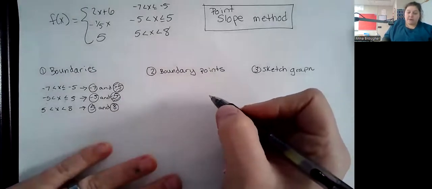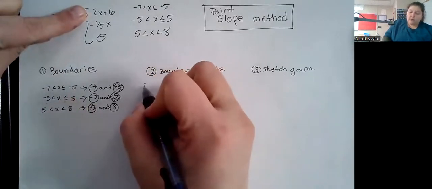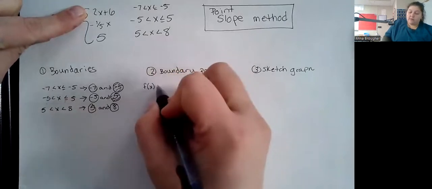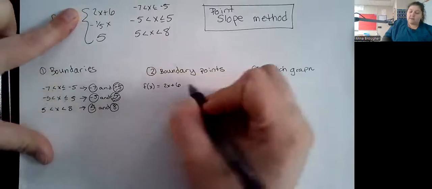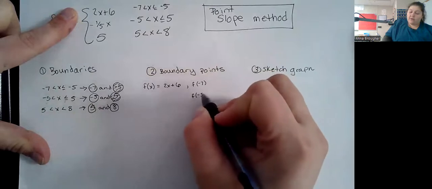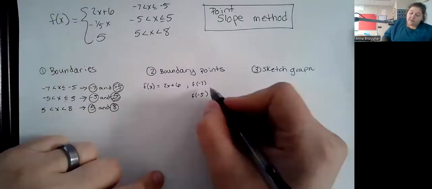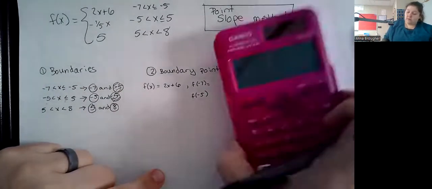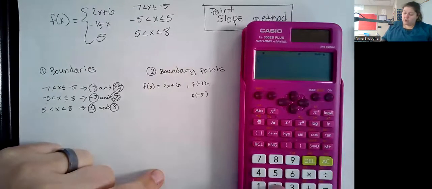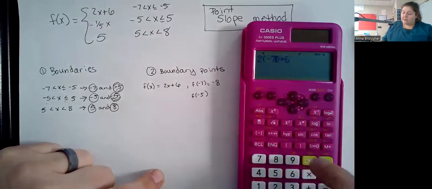Now we're going to find our boundary points. We're going to use the boundaries for our first expression, f of x equals 2x plus 6. We're going to find f of -7, and we're going to find f of -5. Why? Because those were boundary points. F of -7, 2 parenthesis x plus 6. That parenthesis is going to swap with -7. Replace that -7 with -5.